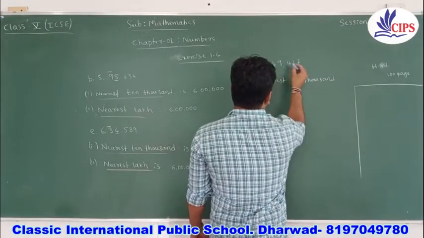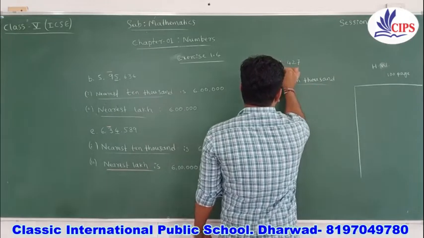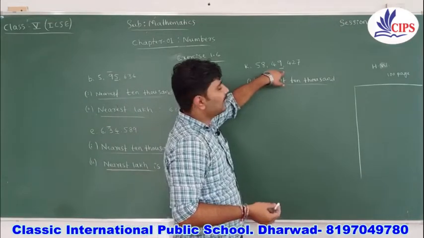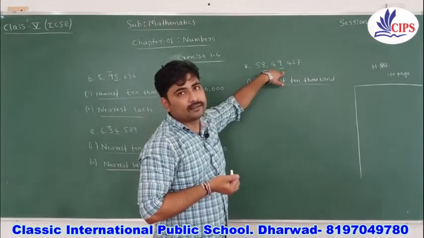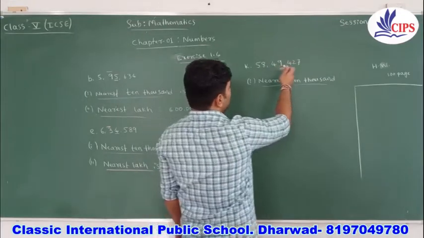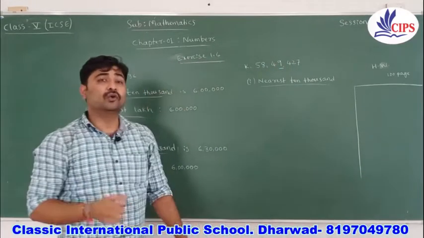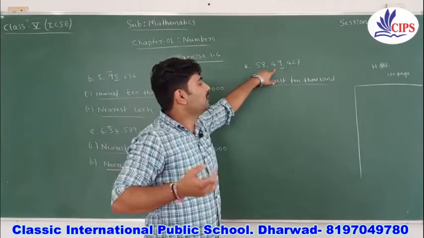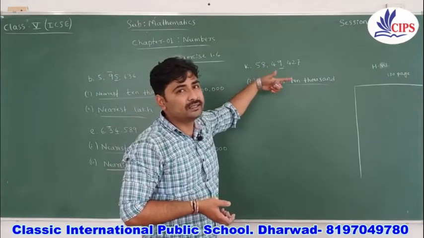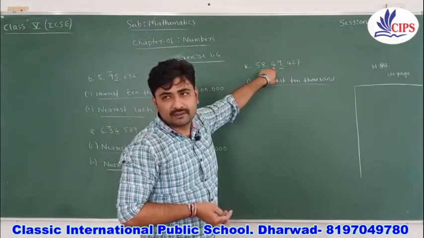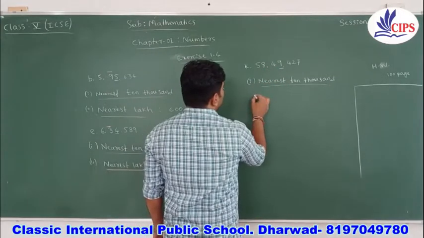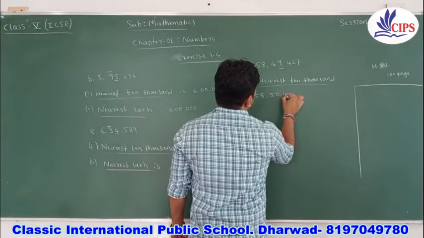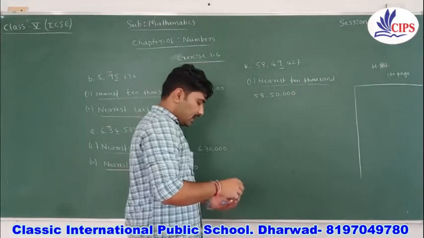10,000 means I am going to consider its 1,000th place. So the 1,000th place is, see, 9. 9 is obviously greater than 5. So that is the reason I am going to round it off to the highest multiple. The next number after 9 is obviously 0, but we cannot write only 0. The number next to the 4 is 5. I am going to write it as 58,50,000 is the number.